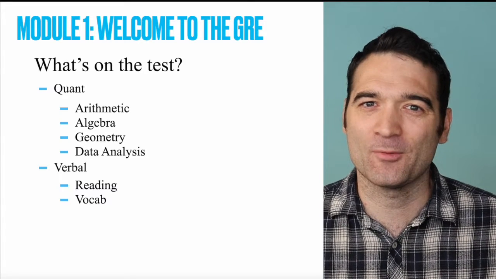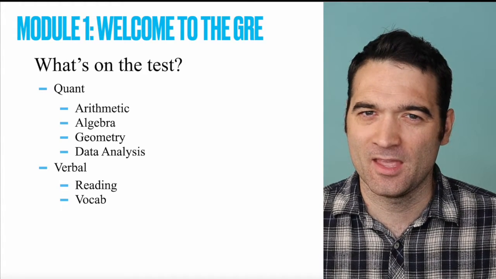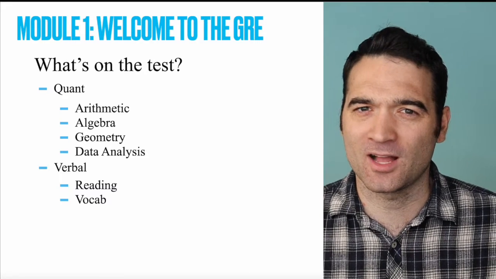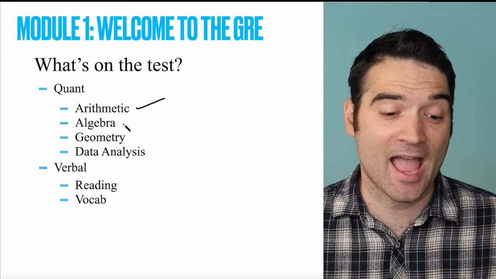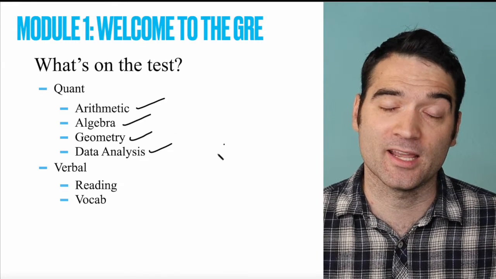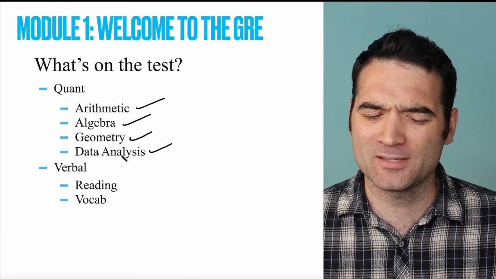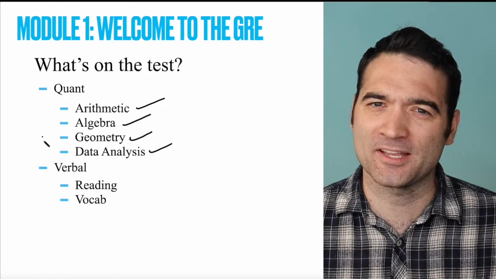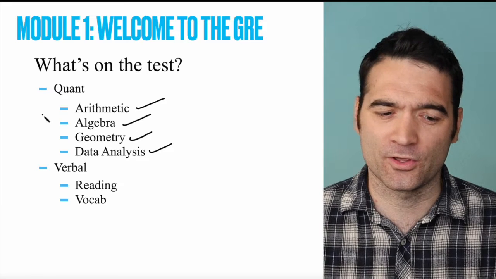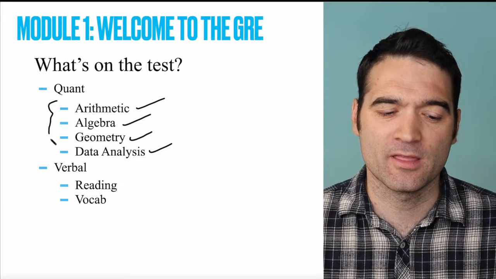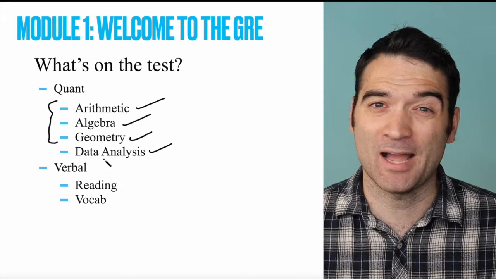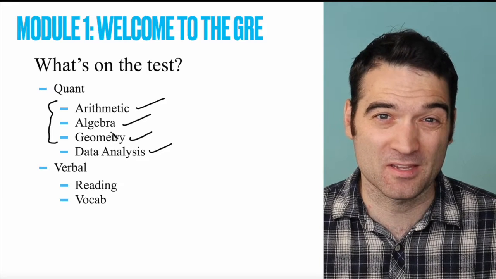All right, let's talk about what's actually on the darn test. The quant section covers 4 general content areas: arithmetic, algebra, geometry, and data analysis. Put this last one aside for just a second here and let me ask you this. How old were you by the time you had covered these 3 topics?